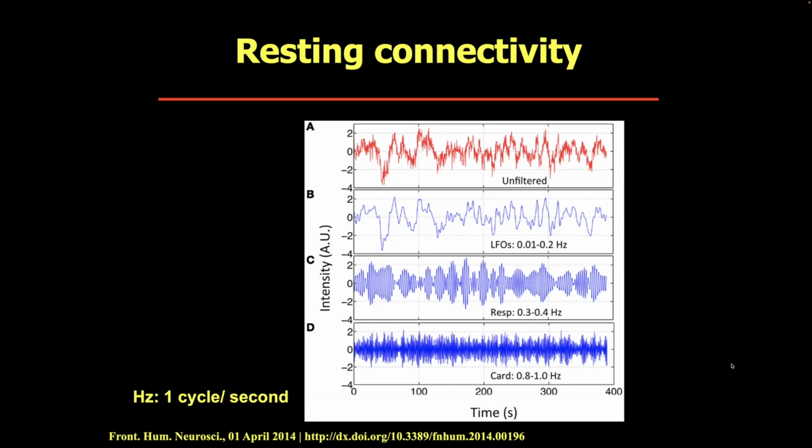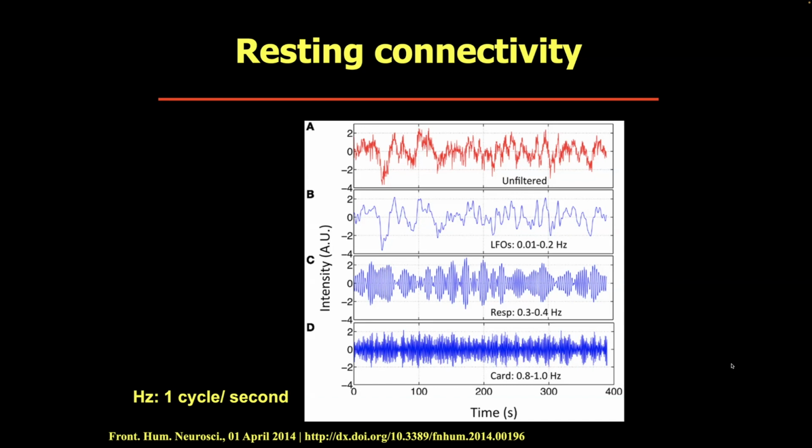But what we know, remember, the BOLD signal is a secondary measure of neural firing. It has a lot of other components. It may have signal for respiration in there. It may have signal for cardiac in there. And what we want to do is take these signals out. You have to filter them out of the BOLD.